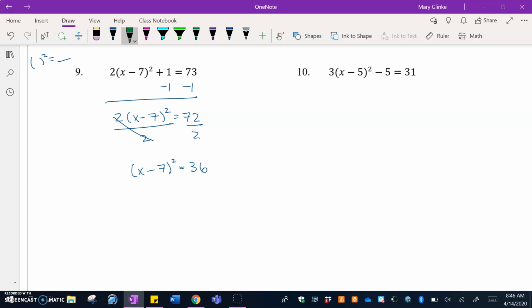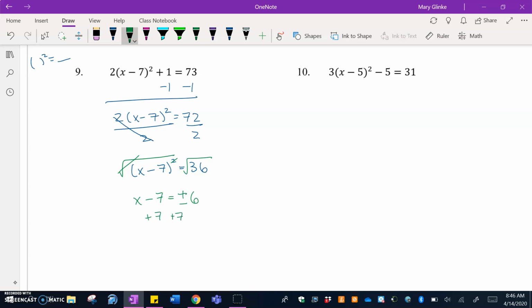Now the squared part is alone, so we're going to undo the square by doing the square root. So the square root and the square undo each other. We're just left with x minus 7. On the right-hand side, the square root of 36 is 6, but we have to have the plus and the minus.